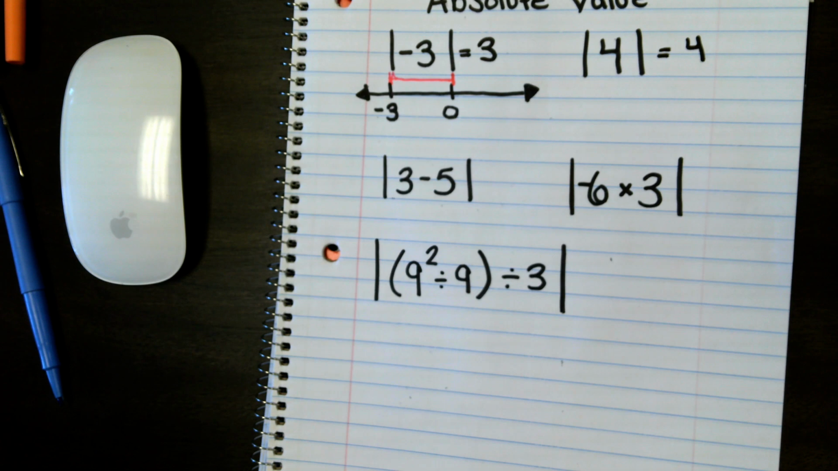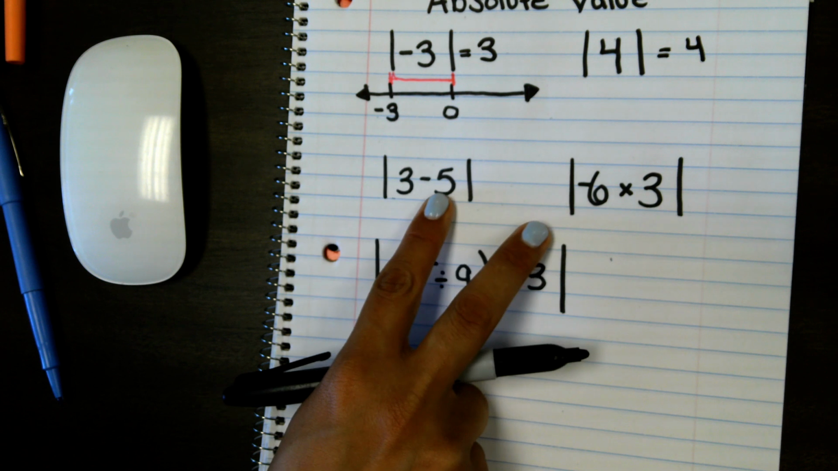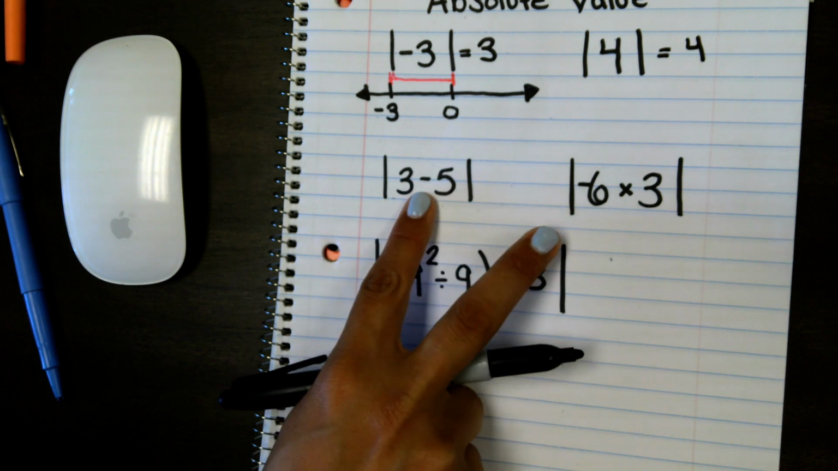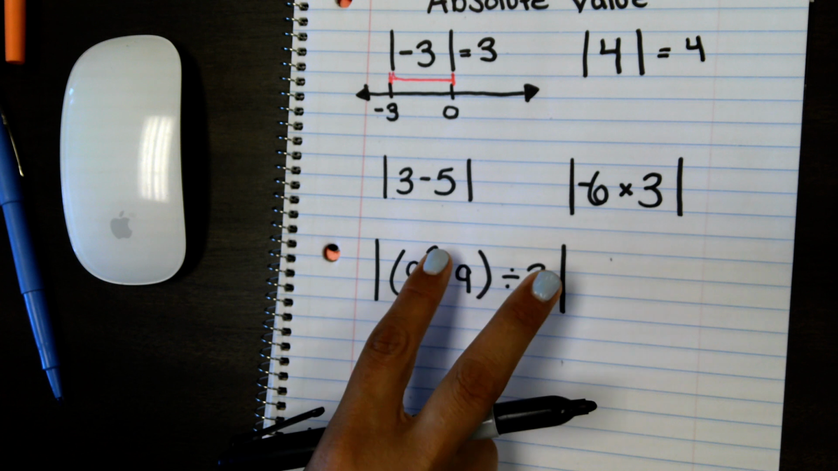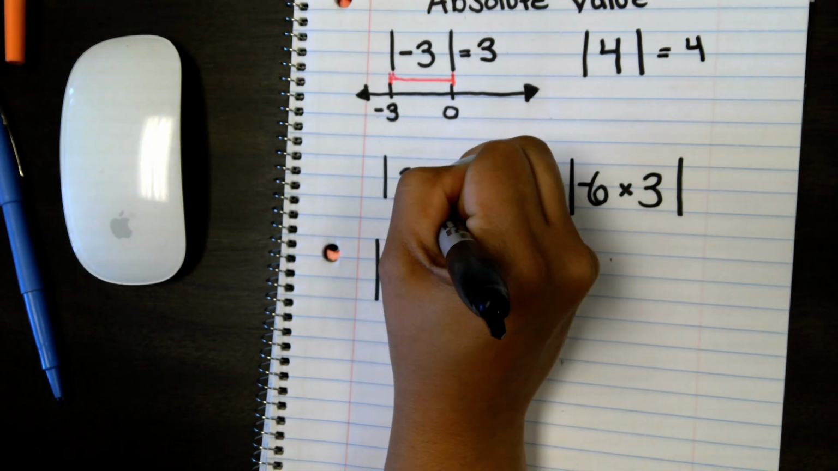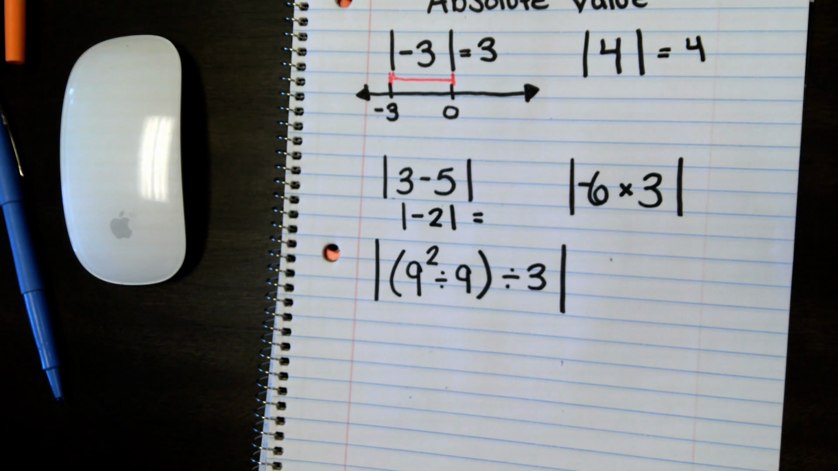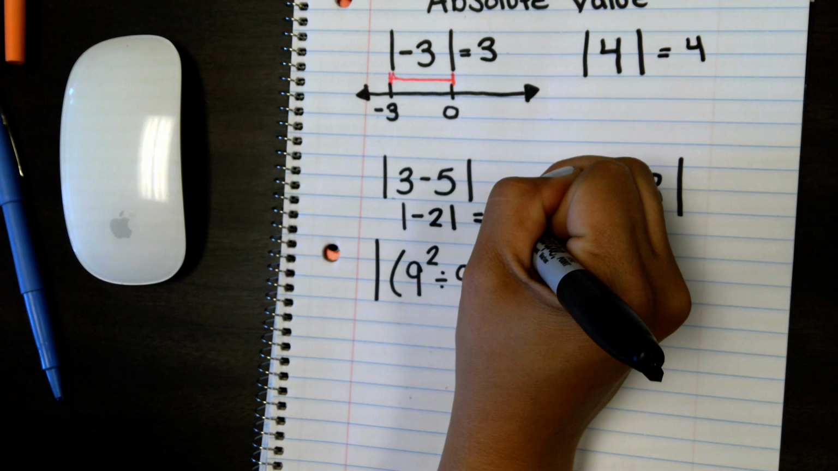Okay, and then we start to do operations within the absolute value signs. So we have the absolute value of 3 minus 5. So first we need to simplify what's inside here. So we have 3 minus 5, which is -2. So what we're really doing here is the absolute value of -2. How far away is -2 from 0? It is 2 units away.